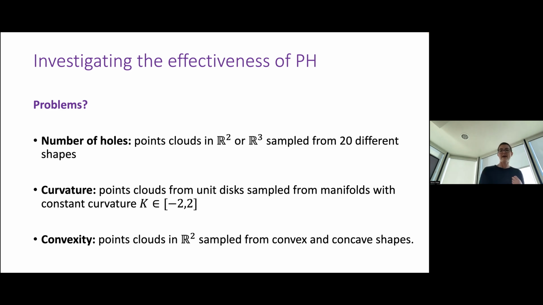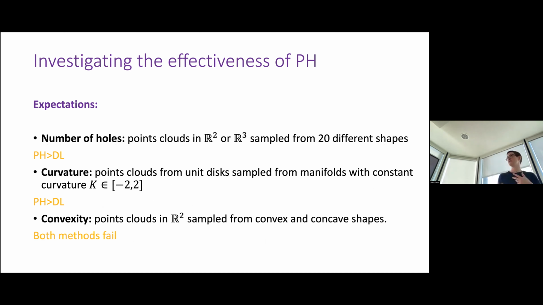And then convexity. So can we detect whether a point cloud is sampled from a convex or concave shape with persistent homology? And before even starting our investigation, we had some expectations. We also wanted to perform persistent homology with some deep learning or machine learning pipelines. We hoped persistent homology would be able to recover the number of holes and perform even better than deep learning pipelines. Curvature the same, because there is this paper, if you don't know about it, by Bubenik and co-authors, which showed that we can detect curvature with persistent homology.